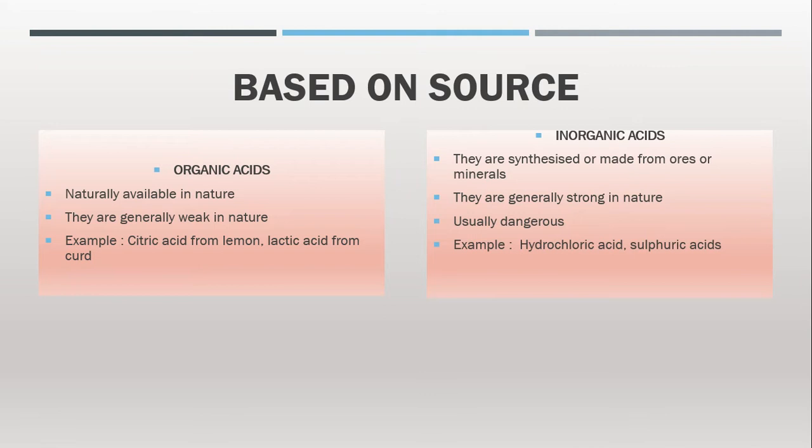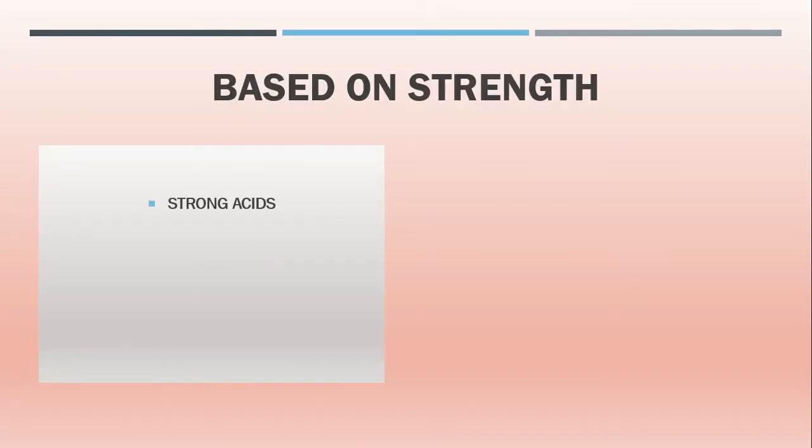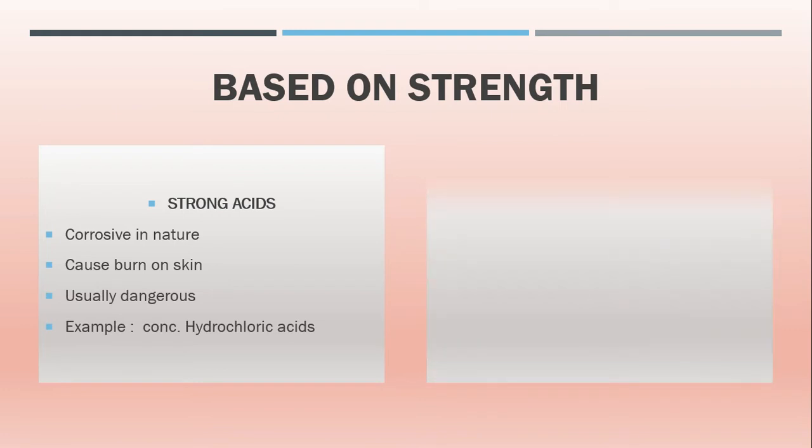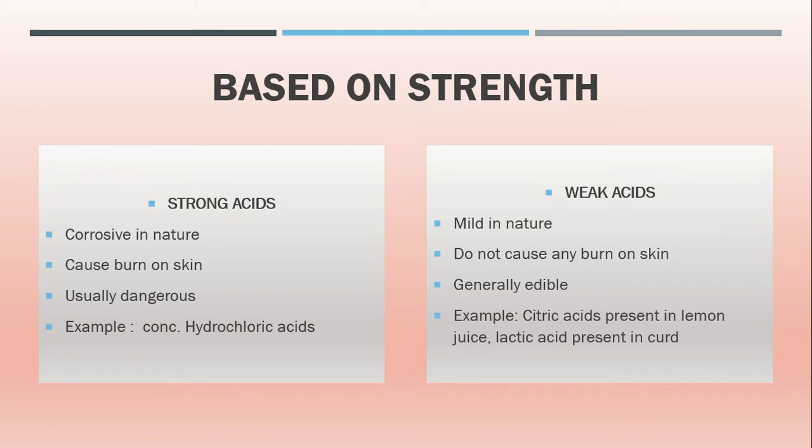Inorganic acids are synthesized, made from ores, and they are generally strong in nature, usually dangerous. Strong means that which can harm us. For example, we have seen sulfuric acid and hydrochloric acid. Based on strength, acids can be classified as strong acid and weak acid. Strong acids are very corrosive in nature, and weak acids are mild in nature. By the words strong and weak, what comes to mind? Strong are those which can harm us easily, and weak are those which cannot harm us. They are actually friendly to us.